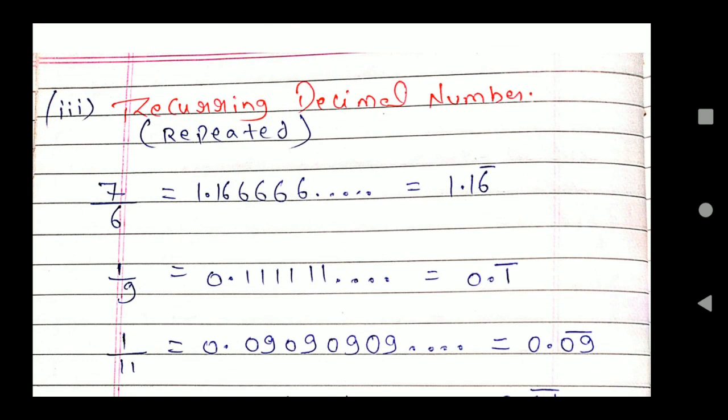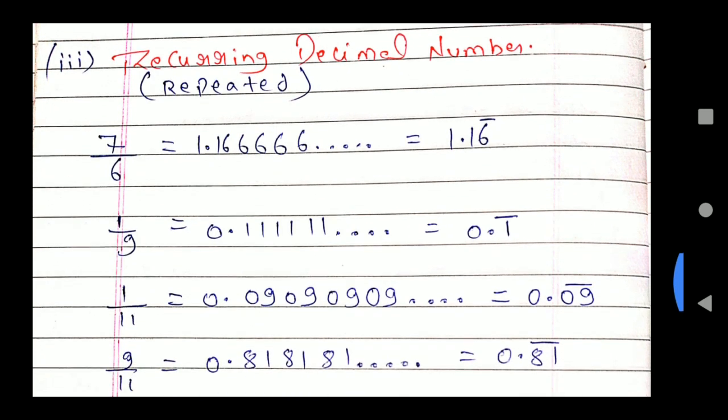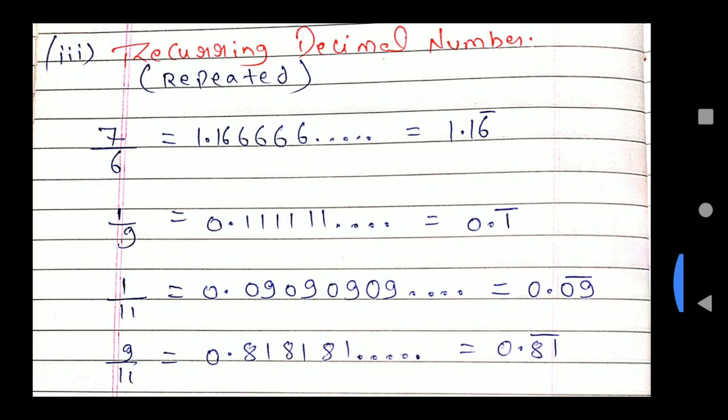Next, the same thing, 1 upon 11. If we divide 1 upon 11, what do we get here? 0.09090909. See the repetition here, 0909. So what do we make here? A bar over 0.09. Okay, next, if we divide 9 upon 11, we get 0.818181 dot. Two numbers are repeating here, so we make the bar over the two numbers. I think it is clear.